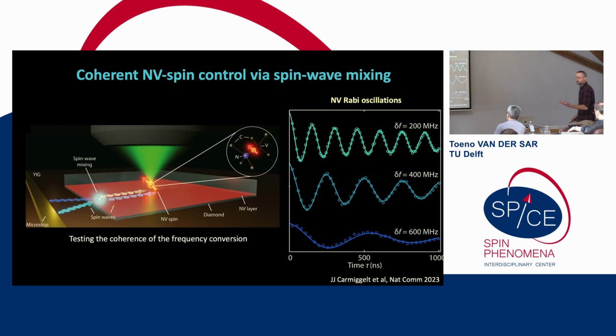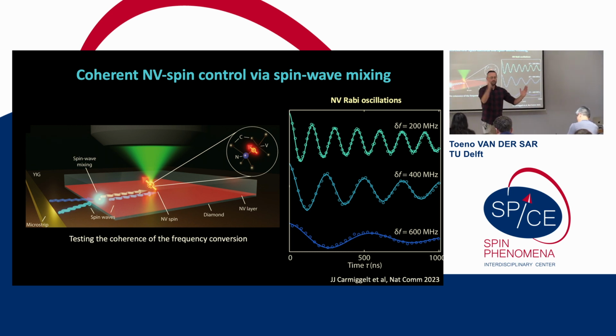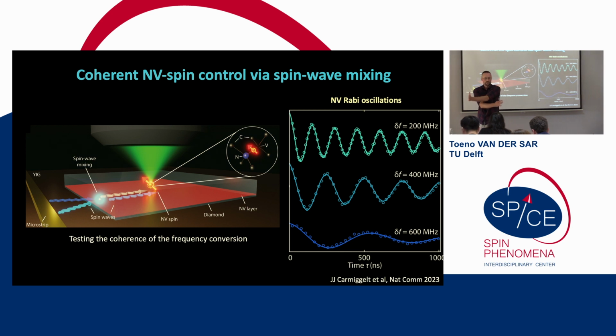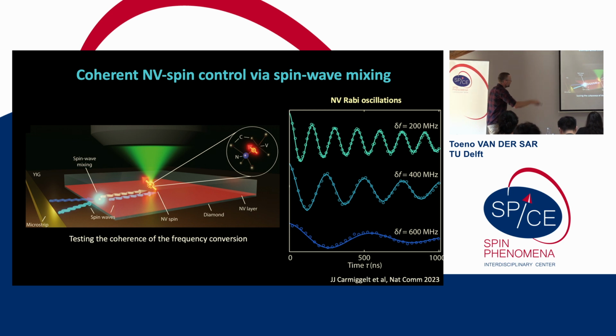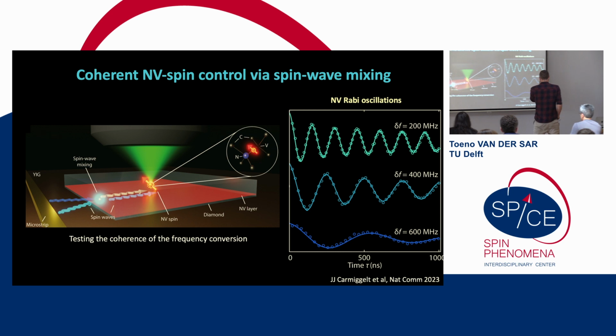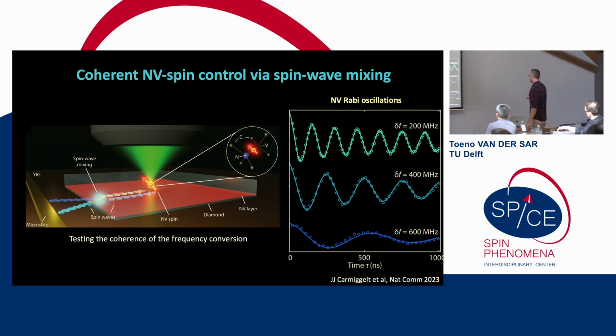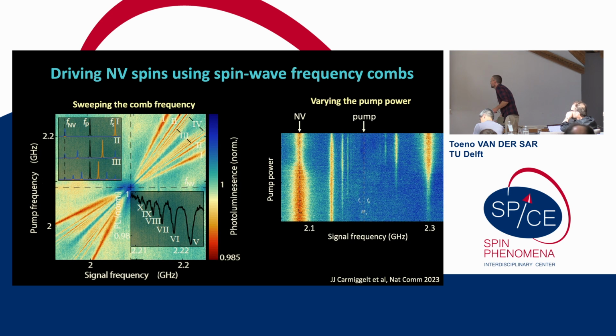Okay, so we can do that also coherently. So we use the same process. The NV center frequency is somewhere. We have a pump spin wave somewhere, a signal spin wave detuned from the NV, and then the idler spin wave drives coherent Rabi oscillations of the NV center. So here you drive Rabi oscillations of the NV spins, even though the microwaves that you apply are detuned by almost 600 megahertz. Okay, so we can use this now to probe the spin wave band despite large detunings, and to probe the efficiency of this process.